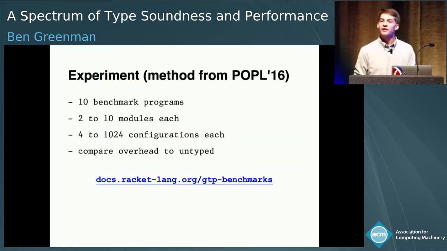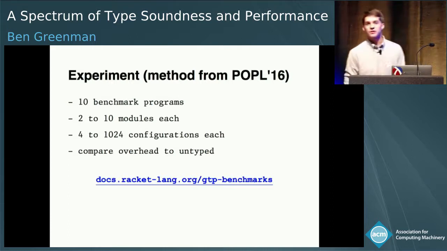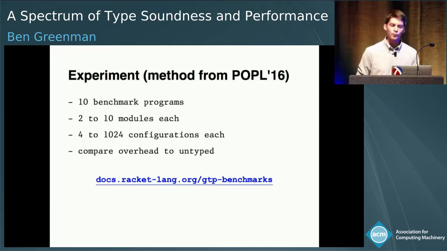The method we use to evaluate is the one suggested in POPL 2016, and that is to look at a set of fully typed programs and consider all ways that a programmer could mix typed and untyped code within these programs. So for a program with 10 modules, we wind up with 1,024 ways of mixing types. For more information about the benchmarks, please see that URL.